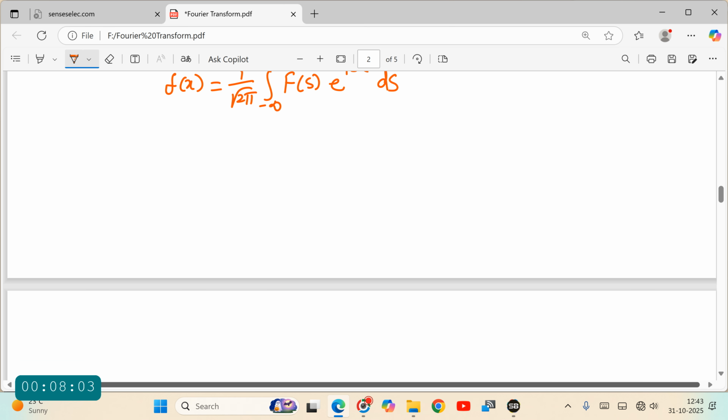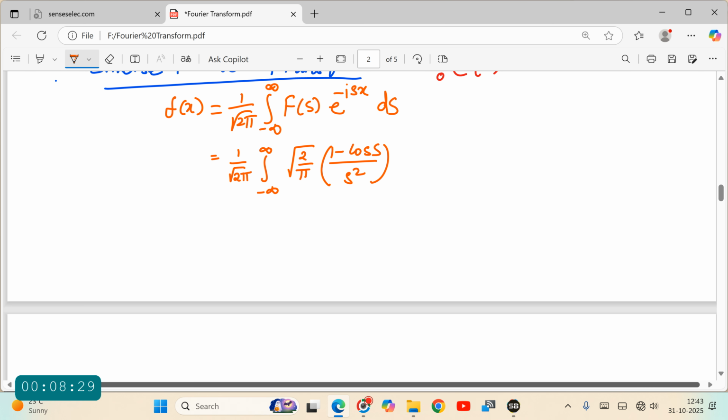So now start to solve the problem. This term equals 1 by root 2 pi integral from minus infinity to plus infinity. Replace the value of F of s. F of s is the answer of the Fourier transform, which we got: root 2 by pi times (1 minus cos s) divided by s square. Now expand the value of e power minus isx. As usual, it is cos sx minus i sin sx, into the term ds.